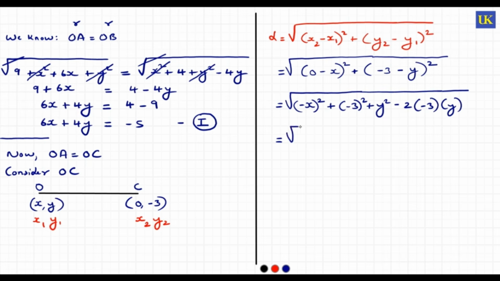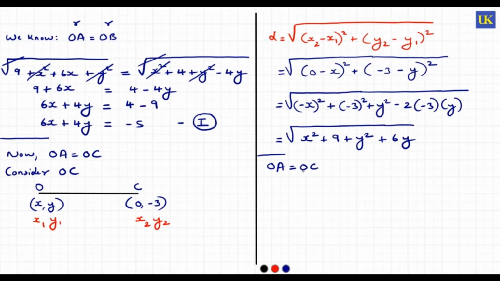is equal to, so minus x into minus x will become plus x square, because minus into minus will become plus, right? And then minus 3 into minus 3 is plus 9, then plus y square, then minus into minus is plus, so plus 6y. Okay, plus 6y.